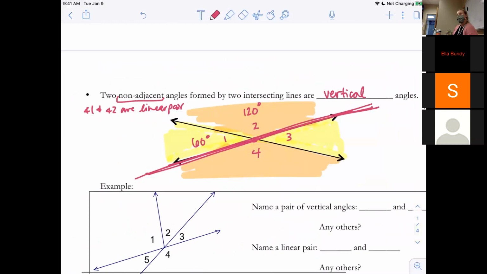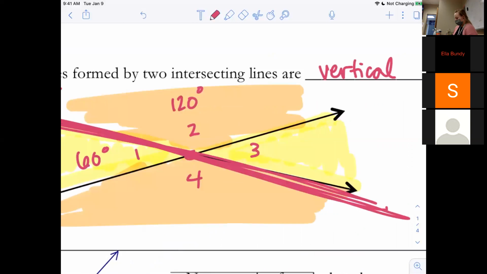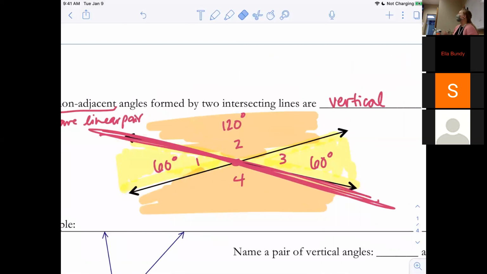We also could move my line and look at a different set of linear pairs. What if I did this line and looked at 2 and 3? 2 and 3 are also a linear pair, right? They're on their own line. If 2 is 120, what should 3 be? 60. And then we can look even just across the line. I've got angle 1 is 60. What should angle 4 be? 120.